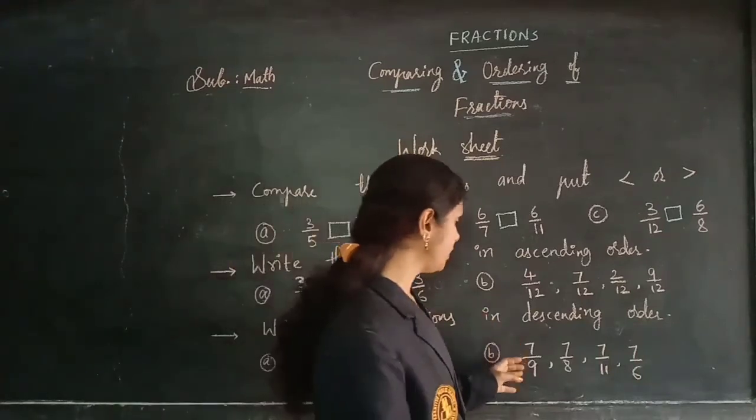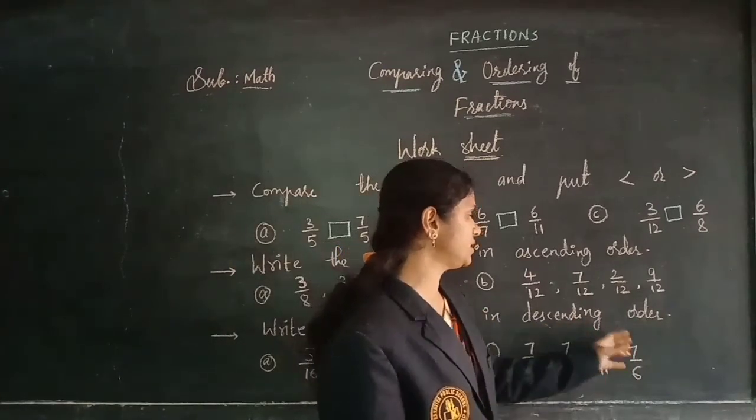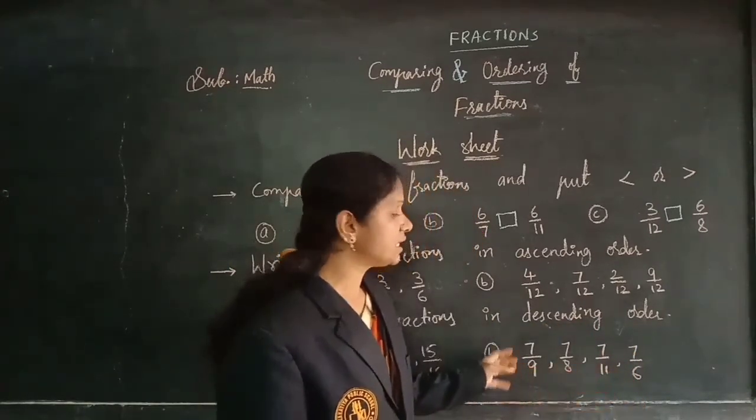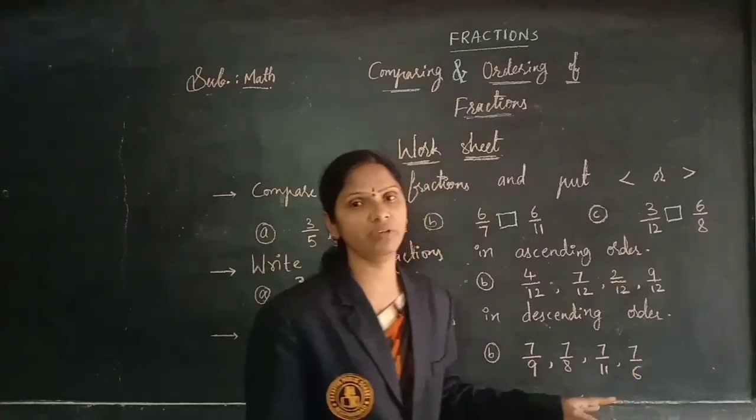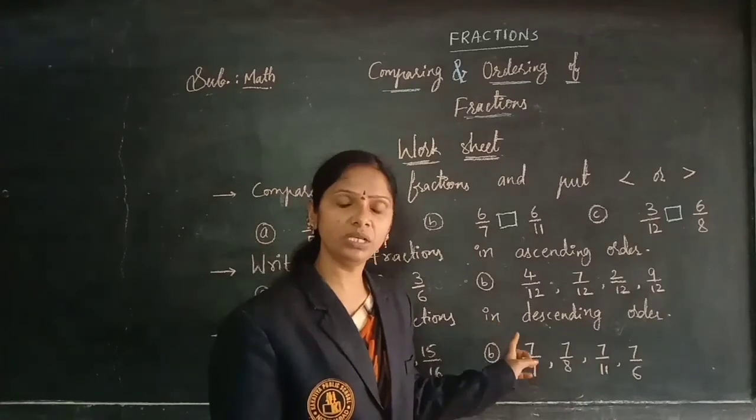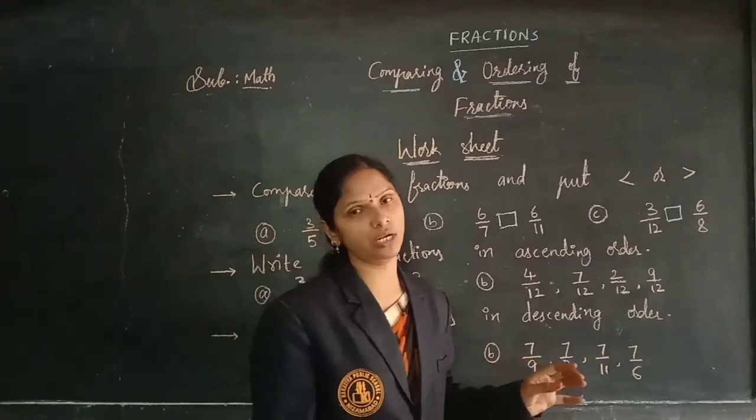Coming to here: 7 by 9, 7 by 8, 7 by 11, 7 by 6. These are unlike fractions with the same numerators, children. So we need to take it the opposite way. For the bigger fraction, you first need to search for the smaller denominator.